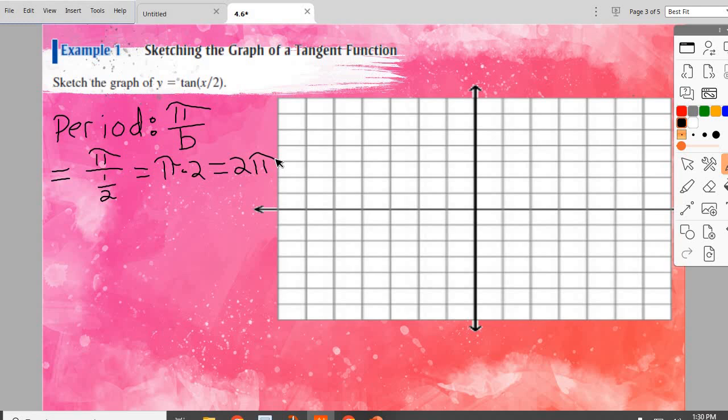However, with tangent, because I'm not starting at 0, we have to think about it a little bit differently. So with our key points, we're still going to start and end at an asymptote. And 0 still has to be halfway in between.